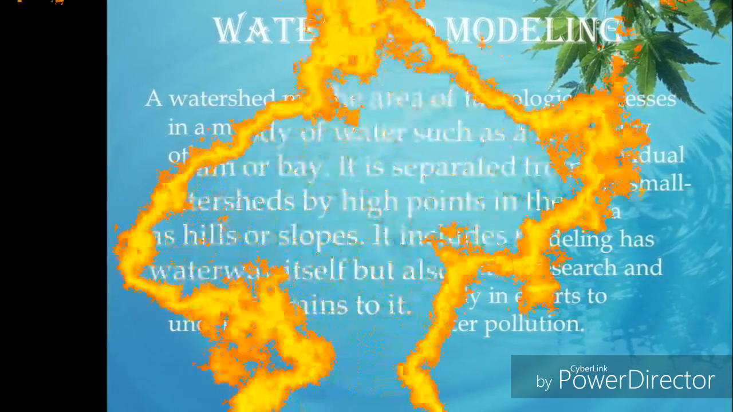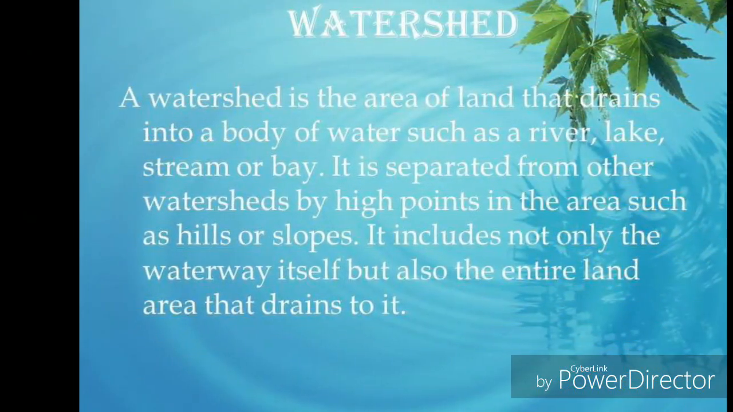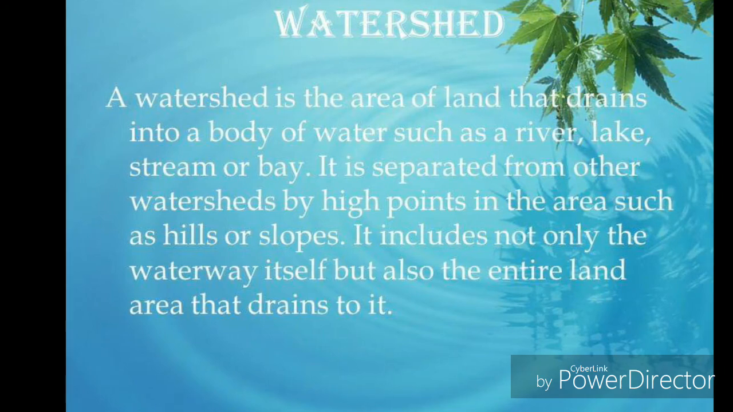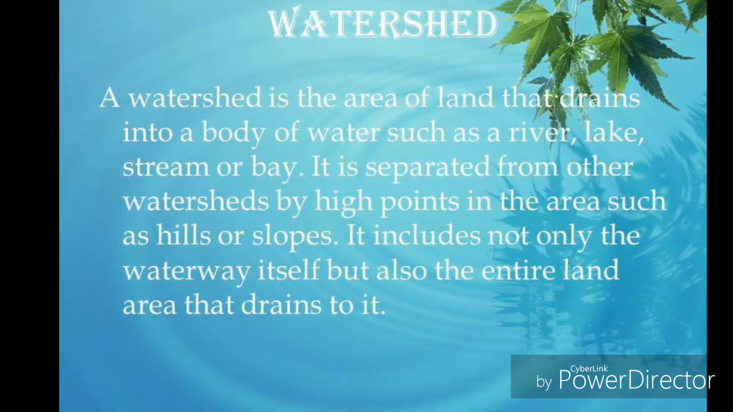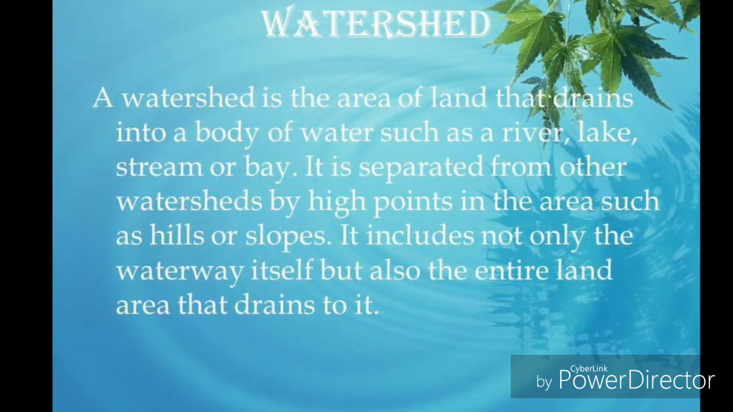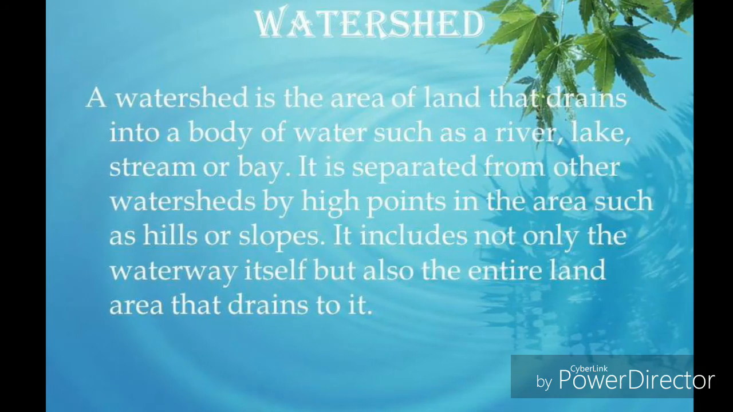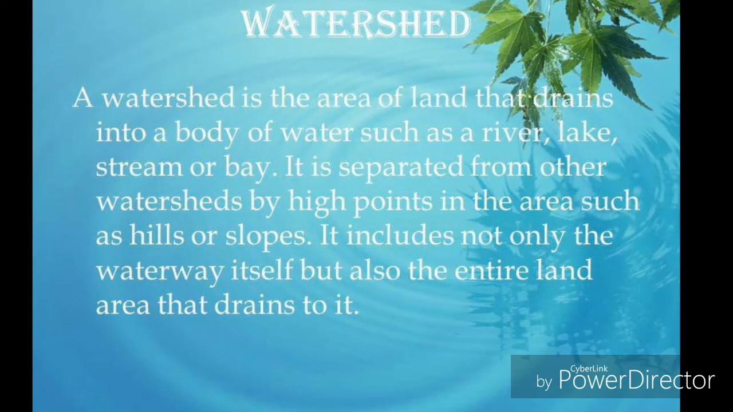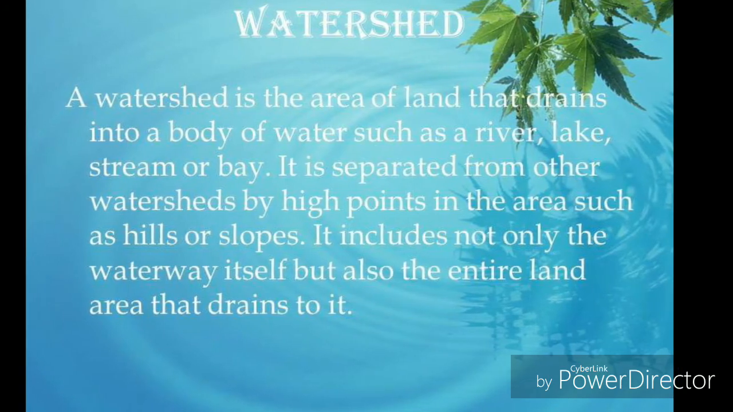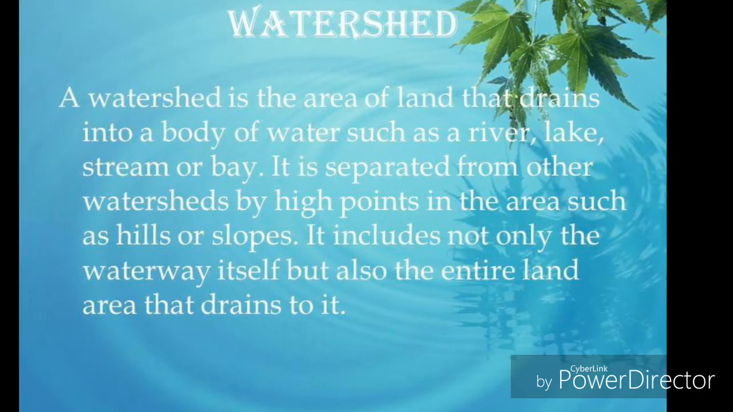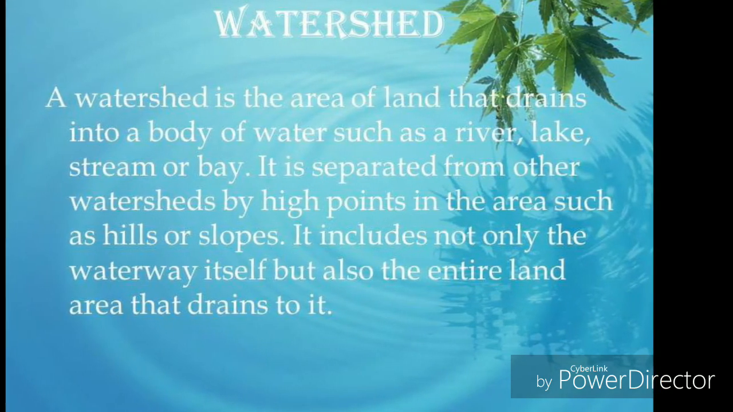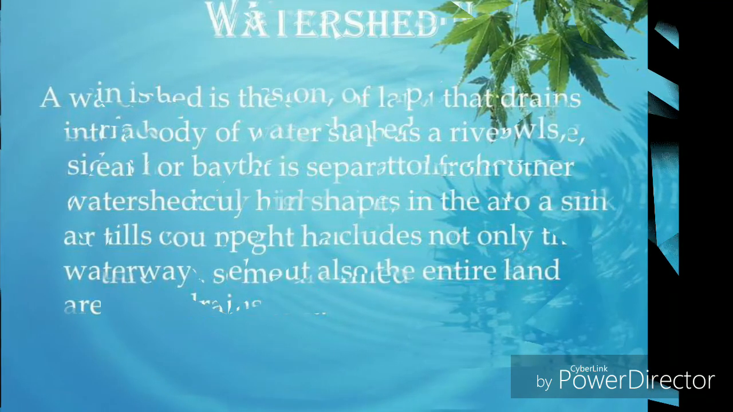water pollution. Watershed. A watershed is the area of land that drains into a body of water such as a river, lake, stream, or bay. It is separated from other watersheds by high points in the area such as hills or slopes. It includes not only the waterway itself, but also the entire land area that drains to it.